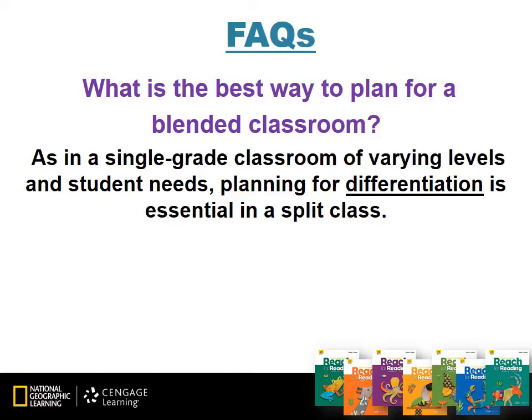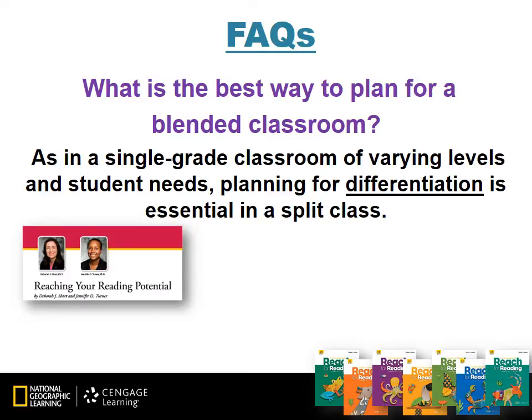Another question I am frequently asked is, what is the best way to plan for a blended classroom? We have already discussed how differentiation is pertinent in a multi-level classroom. To further your study and planning, please consider two different Reach for Reading resources found at our award-winning website, www.myngconnect.com. Here you will find a monograph titled Reaching Your Reading Potential by Deborah Short and Jennifer Turner, both authors of Reach for Reading and renowned for their research and work in literacy. These authors share how differentiation allows all students to have the potential to be effective readers, writers, and thinkers.